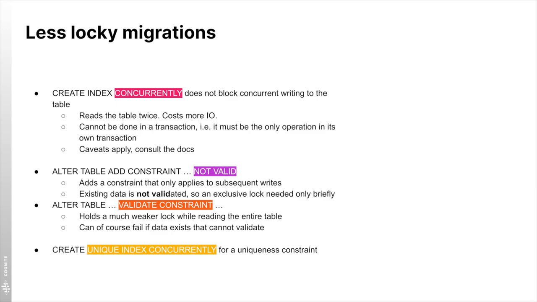So you can add the constraint as not valid and subsequently validate the constraint. And adding the constraint as not valid will then require an exclusive lock, but only for a few milliseconds. And the subsequent validate will then be able to run without the exclusive lock while it's scanning the entire table.